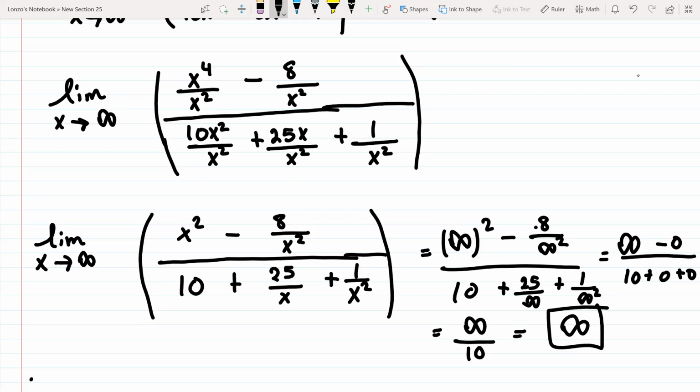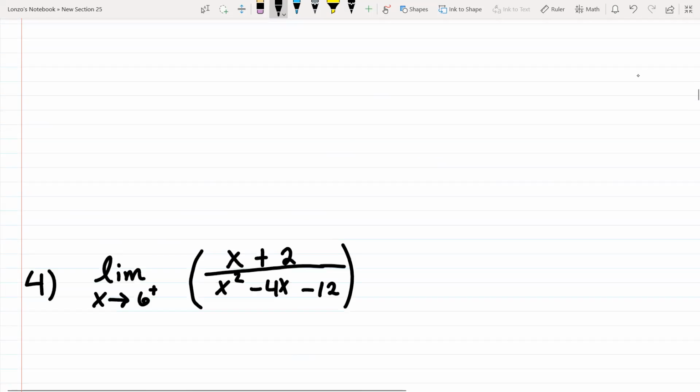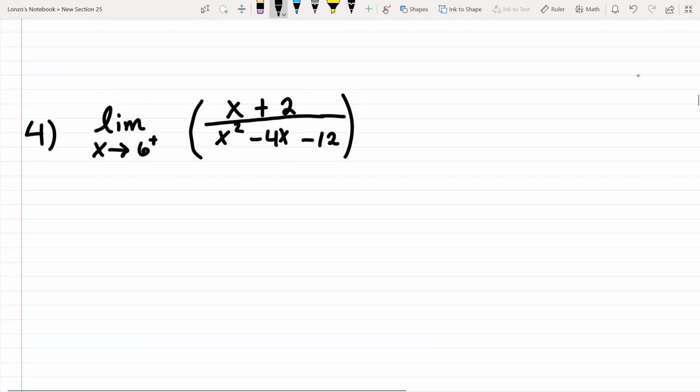Okay, so that was that one. Let's move on to 4. Find the limit as x approaches 6 from the right. This plus means to the right, of this rational function, x plus 2 over x squared minus 4x minus 12. So this one, you might need a little bit of graphing. It would help to graph it.